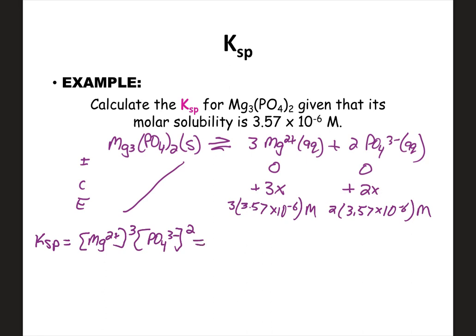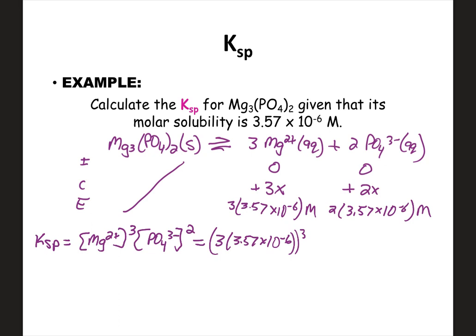So we know the concentration of the Mg2+ is going to be 3 times 3.57 times 10 to the minus 6. And that's going to be cubed here. Remember, if you remember doing these problems without ice tables, we always said you had to multiply the concentration by 3, but then you still had to cube it because the cubing was part of the expression. And you can see here, same thing. The cube is part of the Ksp expression, so that's why you need to cube whatever the concentration of the Mg2+ is. And that concentration is 3 times the molar solubility, essentially.